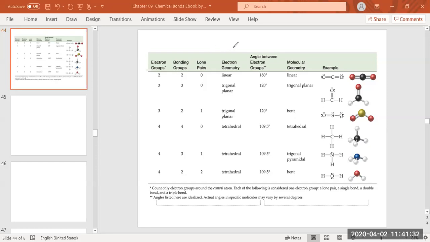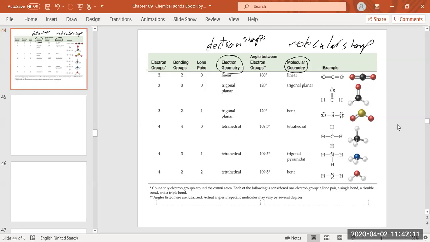First of all, you have to know that we have something called electron geometry and molecular geometry, electron shape and molecular shape. So be careful because there is a difference between them.